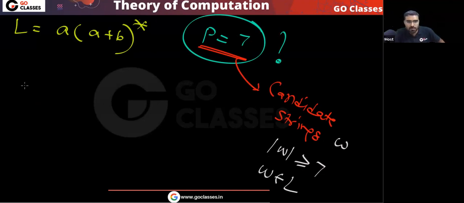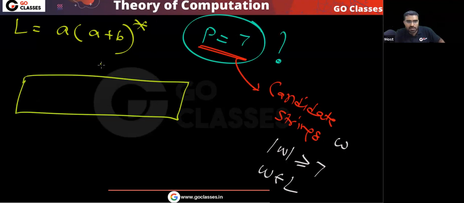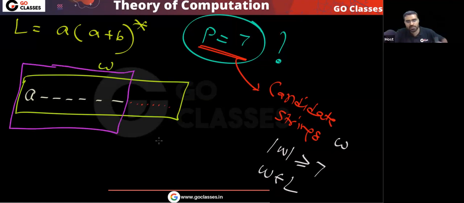Now you tell me one more thing. This is your candidate string. It will have length greater than or equal to 7: 4, 5, 6, 7. Now tell me, within the first how many symbols will you check? Where will you find y? Within the first 7 symbols, you will find y. These are the first 7 symbols.